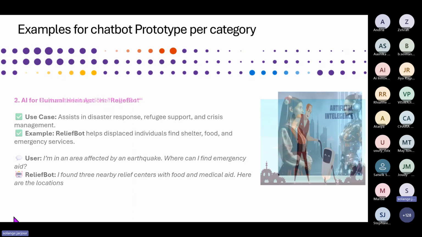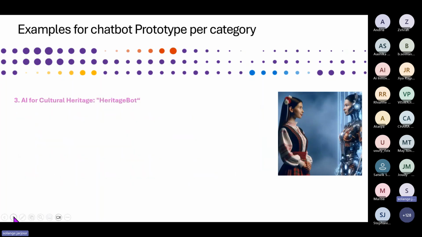Let's continue with the bots and the categories. So if we go to the category AI for cultural heritage, can you give me an example of a bot here? What could be the problem and how can I use the chatbot? No answers up till now.